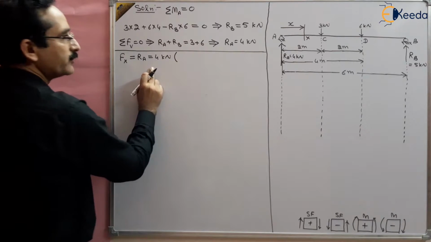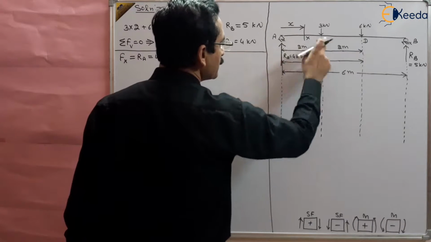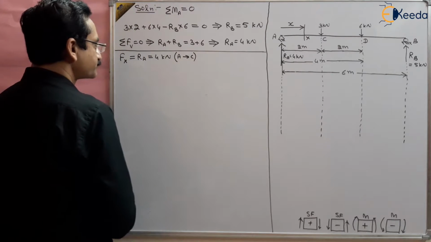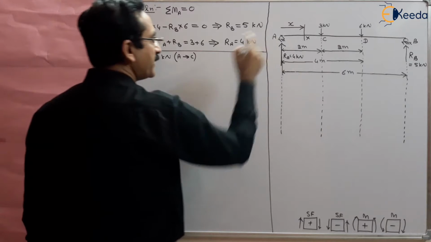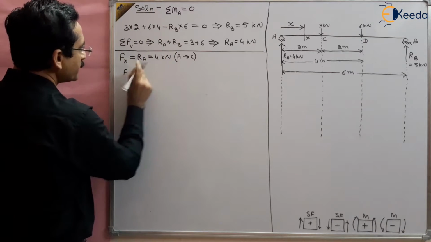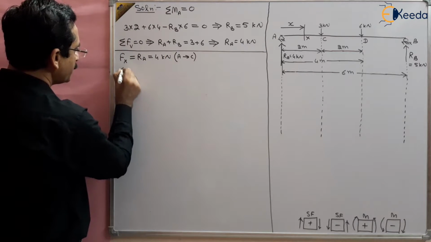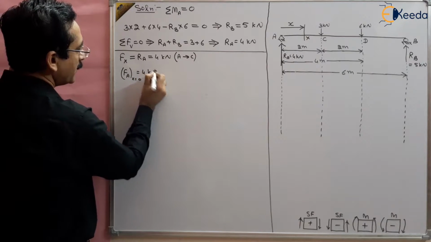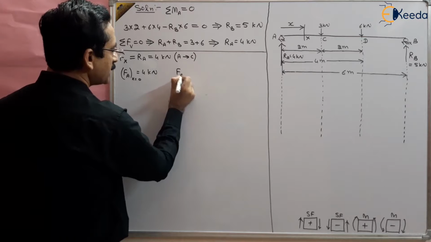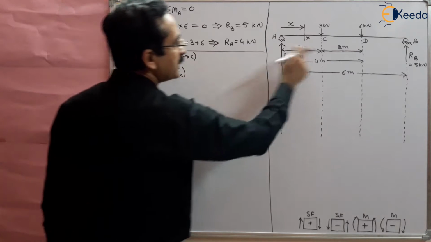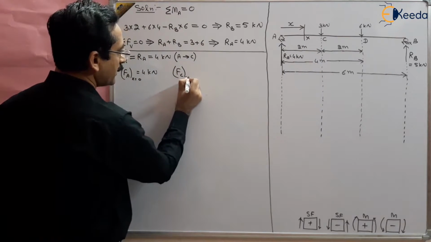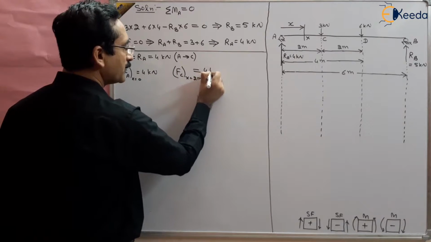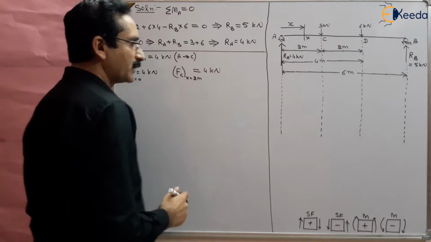And this value will be valid between A to C where there is no force. So A to C it is valid. Then what is FA? Because it is constant, FA will remain the same. Fa at x equal to 0 is 4 kilonewton, and Fc at 2 meter should again be 4 kilonewton, because the force is not varying, it is constant.